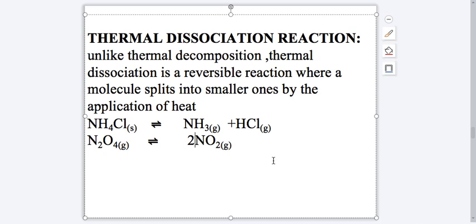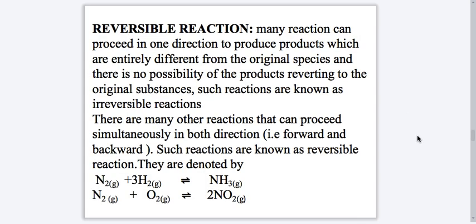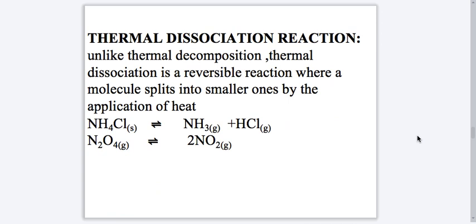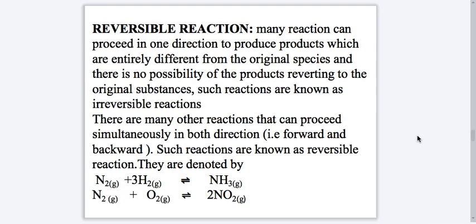The one reactant splits into two products, while in the second one you have one reactant giving us only one product. So this is an example of a thermal dissociation reaction. The number 5 type of chemical reaction we'll be looking at is the reversible reaction.